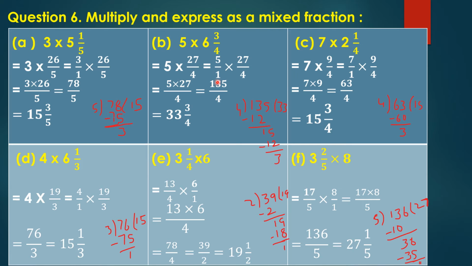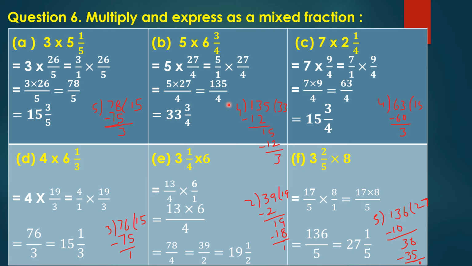What we have to do? Yes, we have to convert the mixed fraction 6 3 by 4 into an improper fraction. Therefore this will become 5 into, what is 4 6s are 24, plus 3, it is 27. Yes, 27 by 4. Now this will become 5 divided by 1 into 27 by 4, which is equal to 5 into 27 divided by 4, equal 27 into 5, it is nothing but 135 divided by 4.